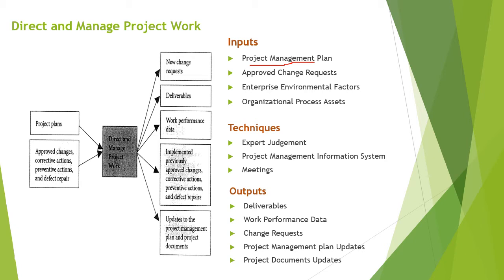The important subsidiary plans which are related to the execution of the project work can be the scope management plan. You need to know about the requirements before you execute the work, so you need the requirement management plan. You need to be updated about the schedule and cost, so you need the schedule and cost management plan. And you also need to know about the important stakeholders you need to manage and engage during direct and manage project work. So for that, you need the stakeholder management plan, right?